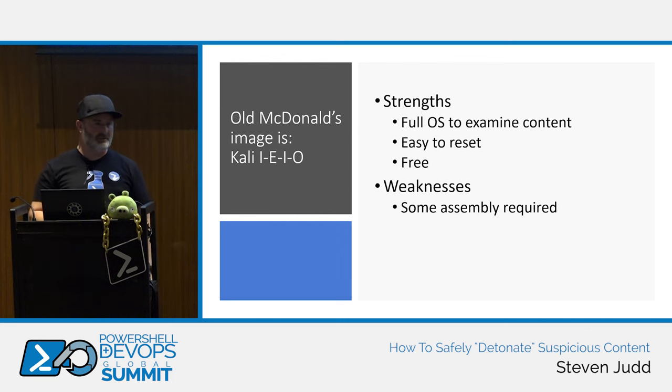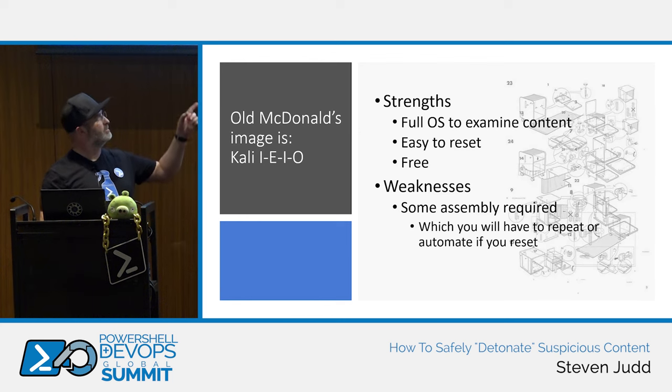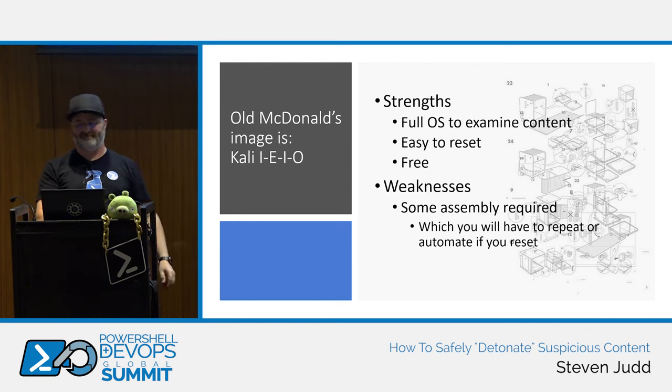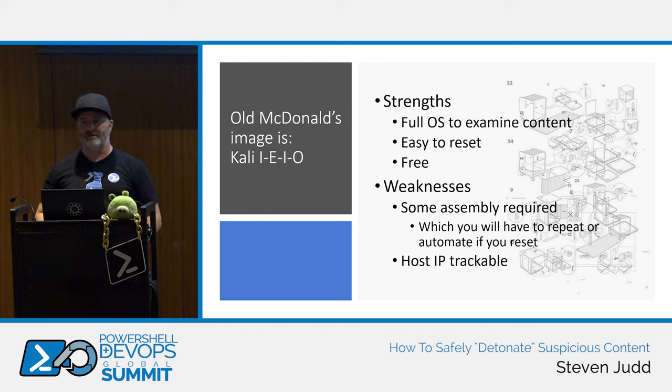Weaknesses: some assembly is required, especially if you want it to do exactly what you want it to do. And you'll have to repeat that unless you automate it after a reset. That's what I meant to say. So some assembly required. Yes, that's from IKEA. And your host IP is still trackable because it's running in a container on your system. Now, how do you avoid that? Go to Starbucks and do your forensics there, right? That's what all the hacker people do, right?